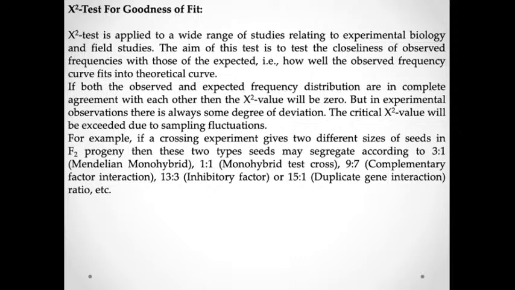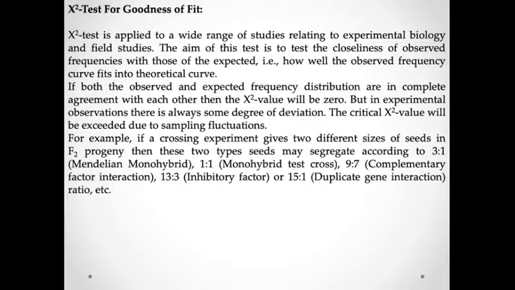If both observed and expected frequency distributions are in complete agreement with each other, then the chi-square value will be 0. If what you have observed and what is expected, both values are in agreement with each other, then chi-square will be 0. But in experimental observation, there is always some degree of deviation from the experiments and the real value. So the critical chi-square value will be exceeded due to sampling fluctuations.